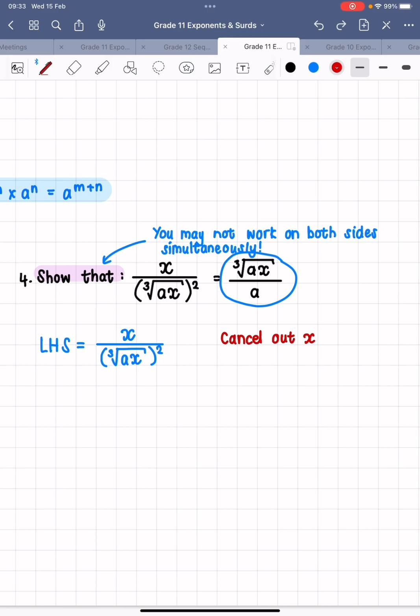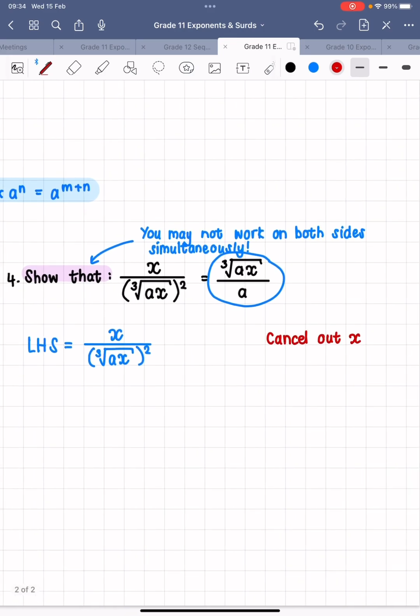Now let's again take a look at what is on the right, the circled expression that we are having to prove. At the top of that fraction, we have a cube root of ax. On the left-hand side, the one that we are starting with, we don't have that, right? We just have an x. So we are going to somehow have to introduce a cube root of ax at the top. All right, so I'm going to write here, introduce cube root of ax in the numerator.